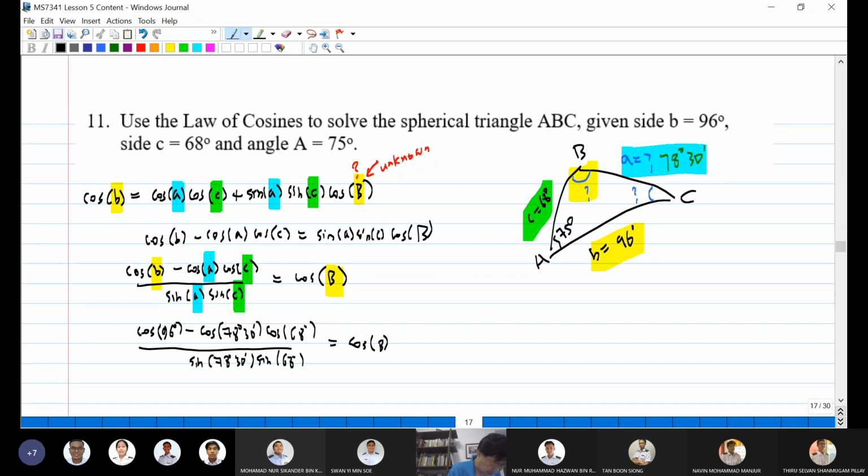Cosine 96 degrees minus cosine 78 degrees 30 minutes times cosine 68 degrees, then divided by sine 78 degrees 30 minutes times sine 68 degrees. So that gives minus 0.1972.